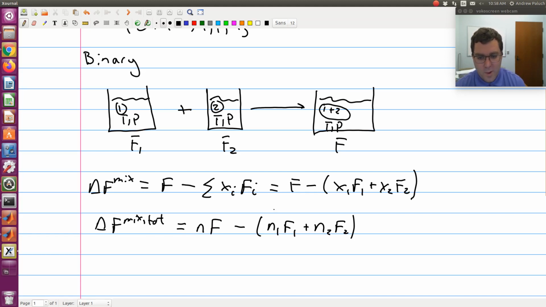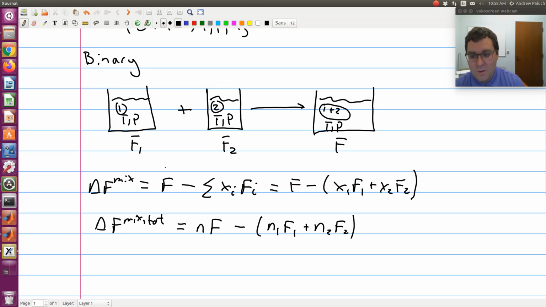So if I were to multiply by N, I'd have my extensive F of that final beaker minus, so it'd be moles of component 1 times the F of component 1. So this would be the extensive F. So you can think of it as F1 total. And N2 times F2 would be F2 total in the two beakers I'm mixing together. And then that would be the total F in that final beaker.